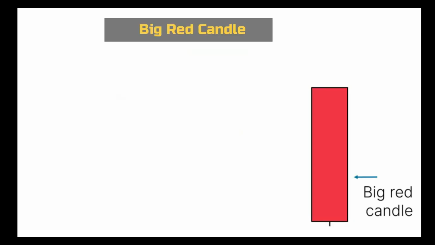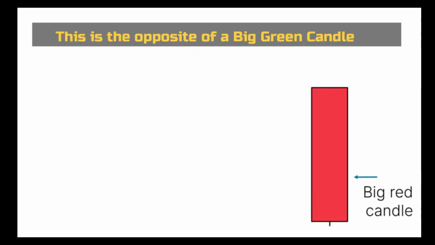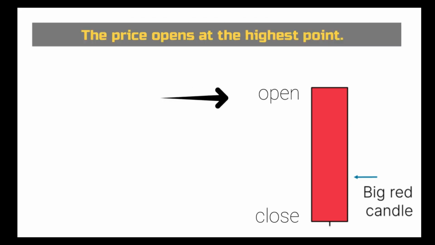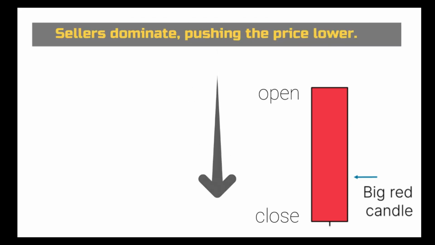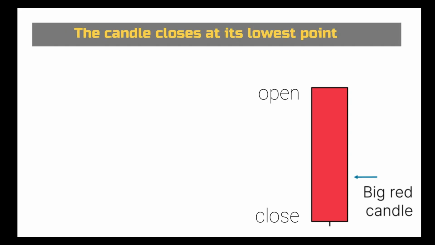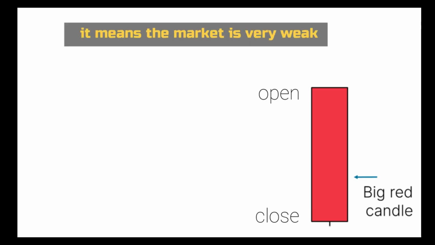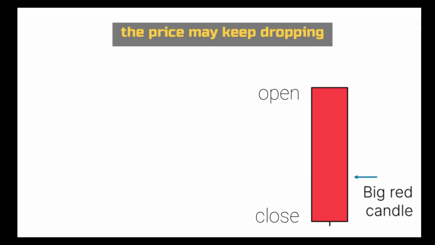The next one is the big red candle. This is the opposite of the big green candle, full bearish power. The price opened at its highest point. Sellers dominate, pushing the price lower. The candle closes at its lowest point with little to no wicks. It means the market is very weak and the price may keep dropping.